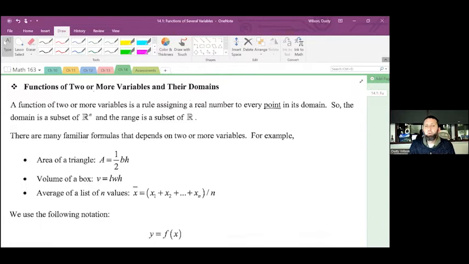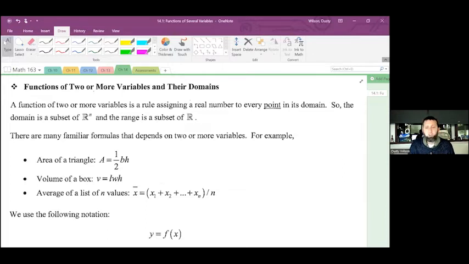A function of two or more variables is a rule that assigns a real number to every point in its domain. So the domain is a subset of R^n, and the range is a subset of R. There are many familiar formulas that depend on two or more variables. For example, the area of a triangle, A equals 1/2 base times height. The two variables are base and height, and the dependent variable is the area.